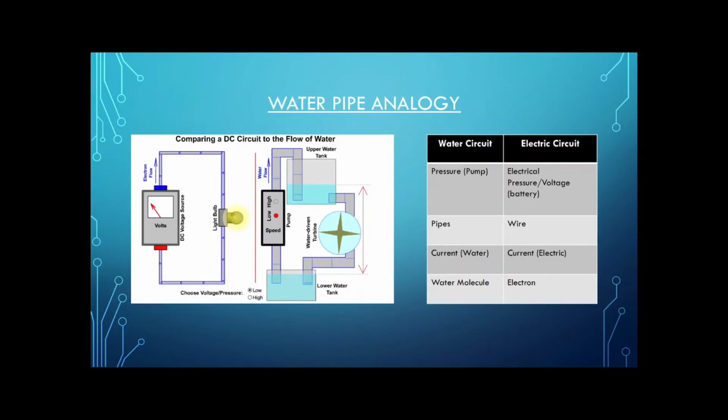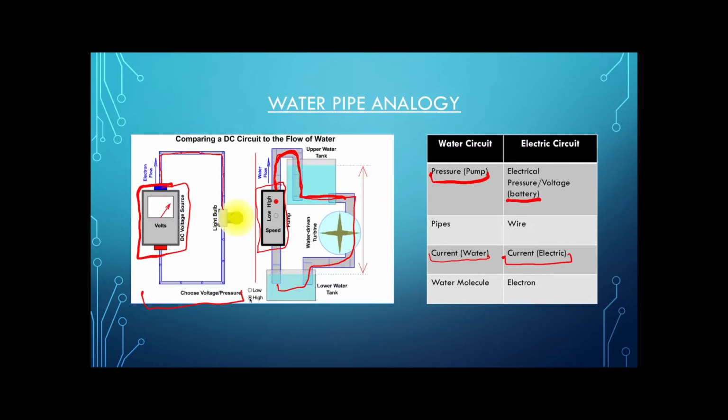Since we've talked about current in the previous video, and we've talked about voltage, now let's consider the water pipe analogy. In this analogy, I'm going to refer to this circuit as the water circuit, and this circuit as the electric circuit. In the water circuit, we have a pressure pump, which is responsible for pushing the individual water molecules. And in the electric circuit, we have a battery or some voltage source, which is responsible for pushing the individual electrons. In the water circuit, we have pipes, which direct the flow, and in the electric circuit, we have a wire, which directs the flow of the electrons.